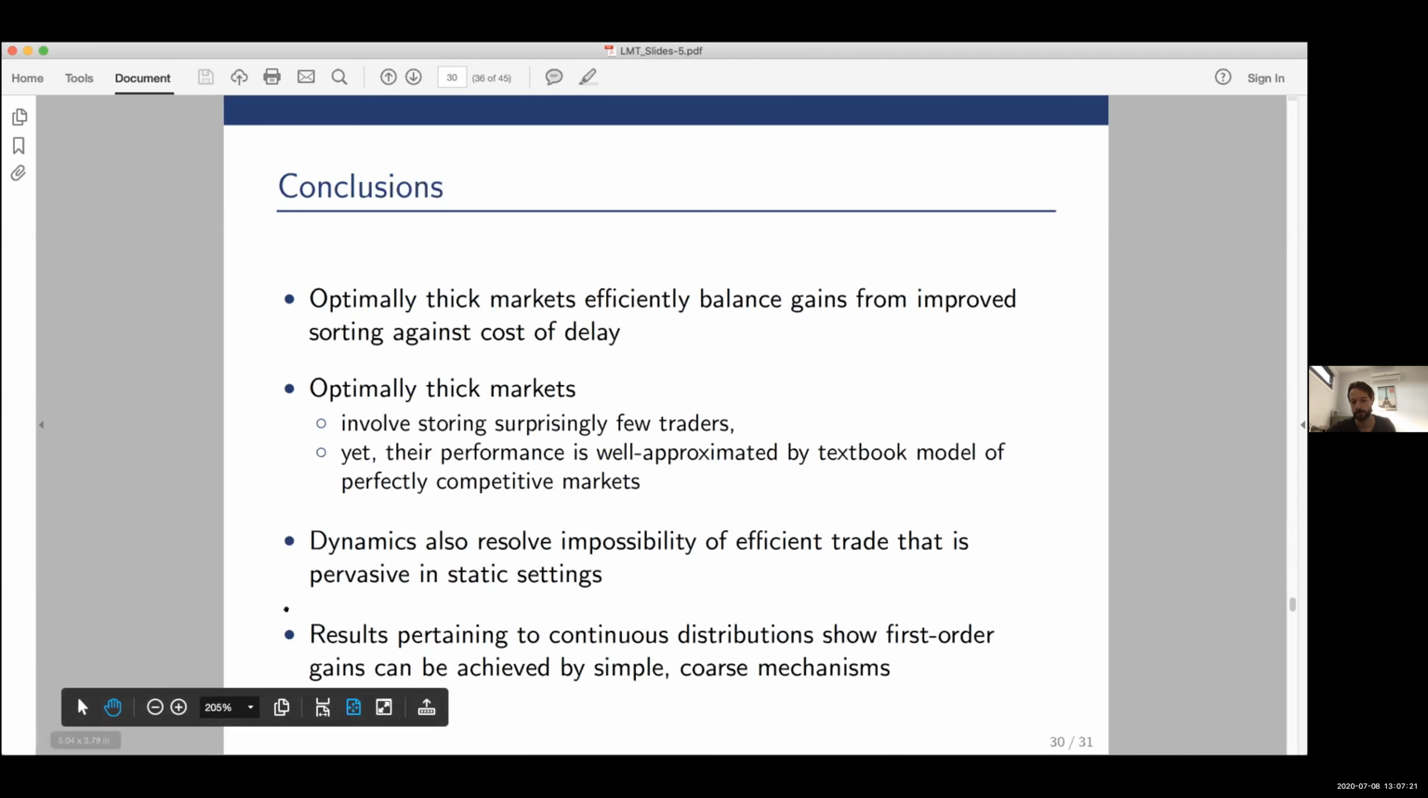And yeah, I think I'm going to wrap up on this, but the results pertaining to the continuous distributions, even though we don't have any optimality results, provide a lower bound on how much you need to achieve with an optimal mechanism, and they show that first order gains can be achieved with simple coarse mechanisms. Let me stop here.